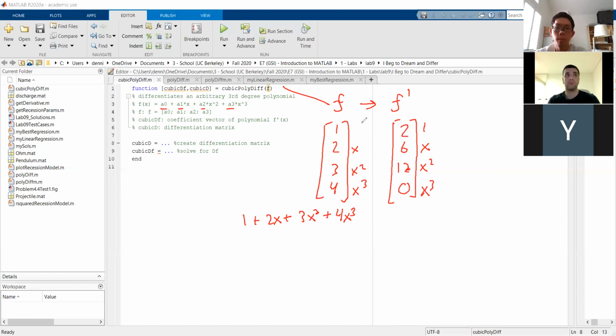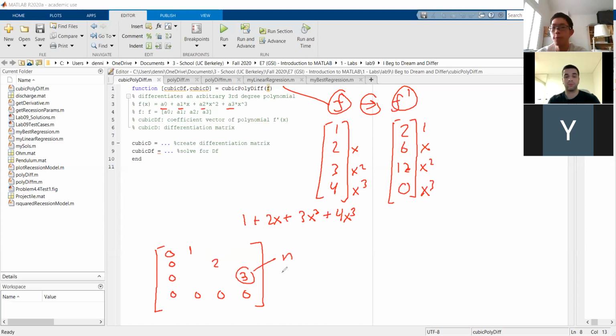We want a matrix that turns f into our f prime. Now, what's that going to look like? Well, in the general case, and I'm going to kill 2 birds with 1 stone with this, it's going to be a bunch of zeros padded on the left and on the bottom. Then along the diagonal above the main diagonal, you're going to have 1, 2, 3, and it's going to go all the way until whatever order polynomial you have. In this case, we have a cubic polynomial. The degree is 3, so it's going to stop at 3.